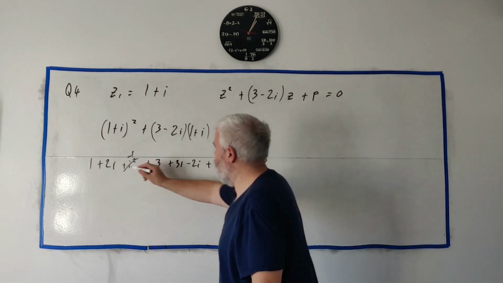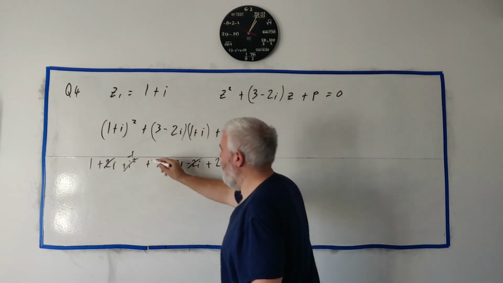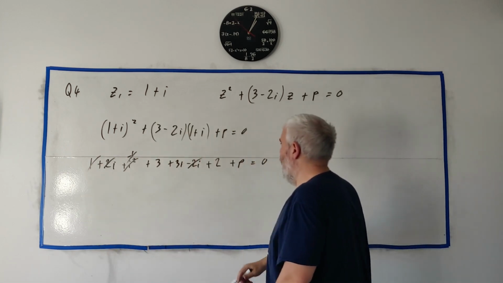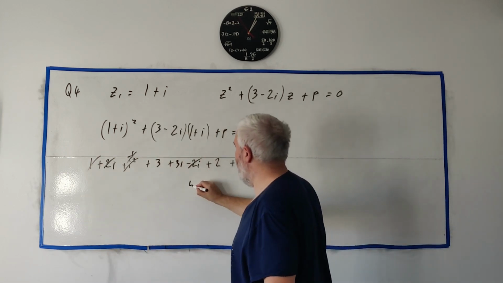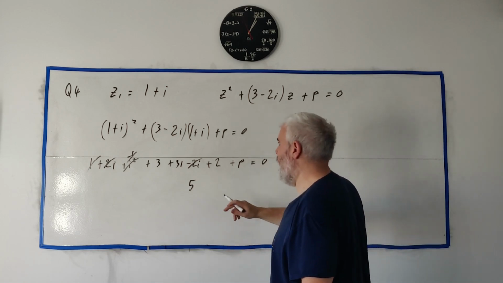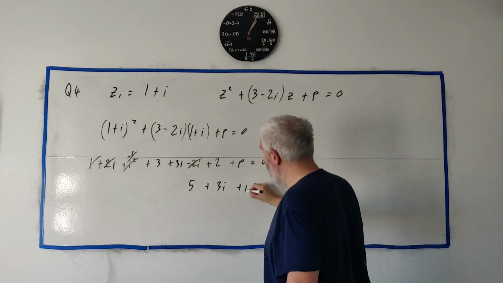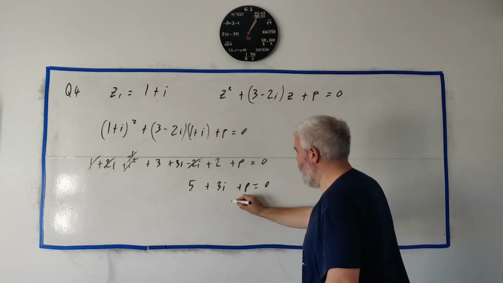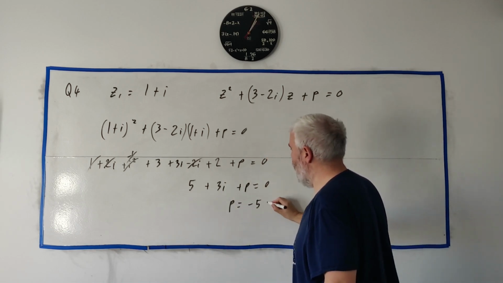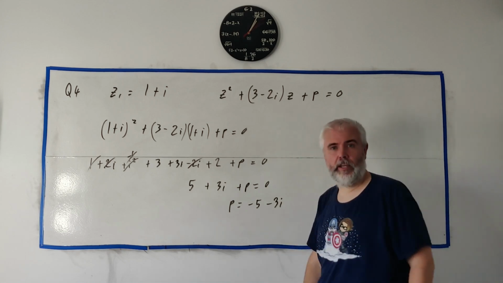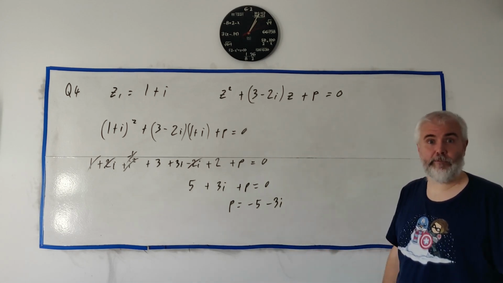Let's clean all this up. We have a 2i and a minus 2i. We have a minus 1 and a 1. Let's see, we have 3 plus 2, that's 5. Plus 3i, plus p equals 0. Let's rearrange that. We get p is equal to minus 5 minus 3i. And that's the answer to part A.